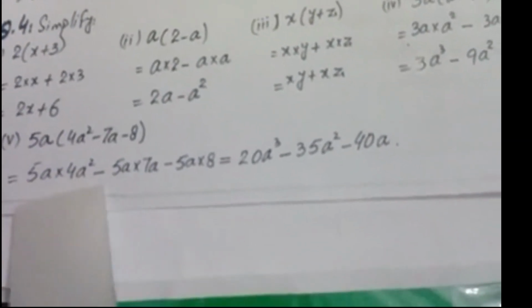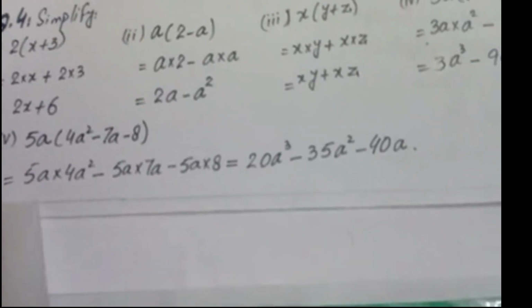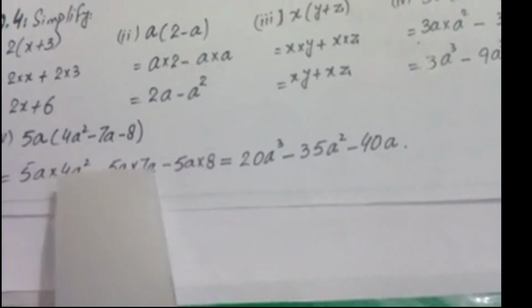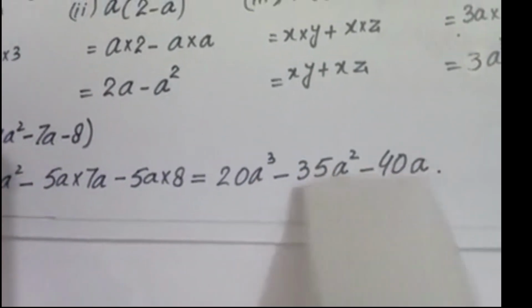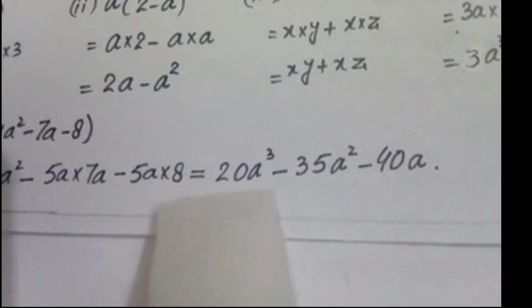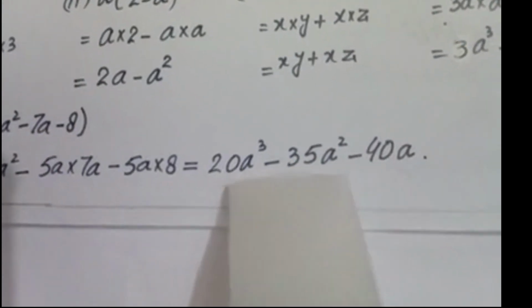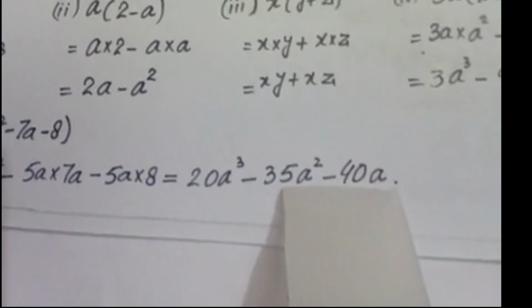5a multiplied by 4a square. 5 into 4 will become 20. a into a square will become a cube. 5 into 7 will become 35. a into a will become a square. Minus 8 into 5 will become 40. So this complete expression will be 20a cube minus 35a square minus 40a.